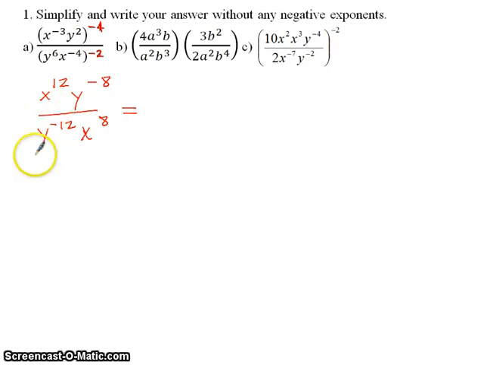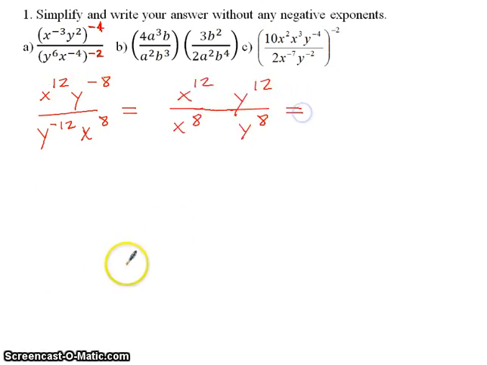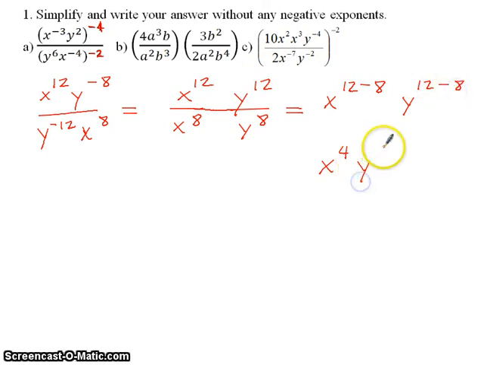I have same base in the numerator and denominator. X is on top and bottom, Y is on top and bottom, and so I need to rearrange. Alright, so I just rearranged so that we have no negative exponents, and from here, if we have 12 x's up top and 8 on bottom, we subtract. To find the difference, we have 4 x's, and if we have 12 y's on top and 8 on bottom, we subtract, and we find that we have 4 y's on top. Let's do the next one.